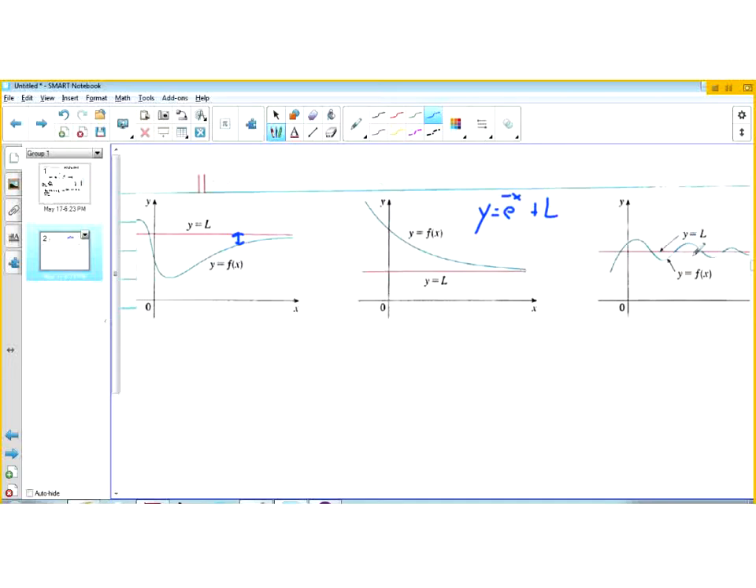Although it crosses the horizontal asymptote an infinite number of times, eventually the function will cease to cross the horizontal asymptote, and the distance between the function's output and the horizontal asymptote becomes smaller and smaller, but they never cross.